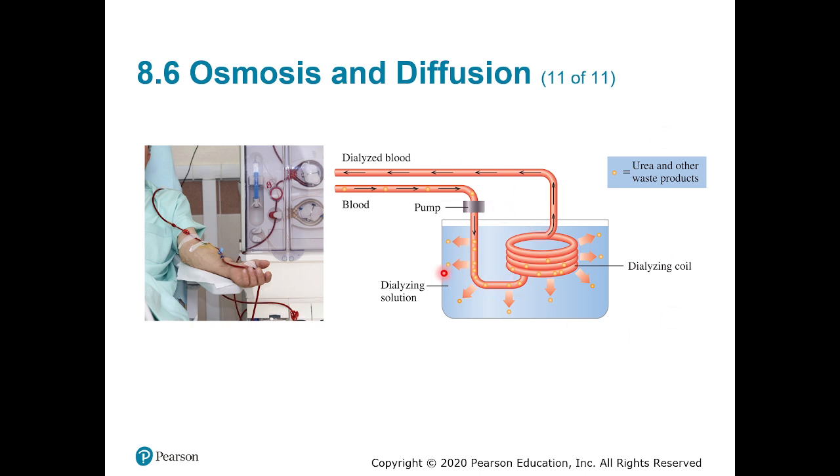So this right here is your dialyzing solution. Notice we just wrap the tube up in that dialyzing solution. We have lots of surface area here, and so we can get lots of diffusion happening, right? And then we bring that back over to the person and bring it back into their system. Anybody have any questions about that so far? Okay, fantastic.